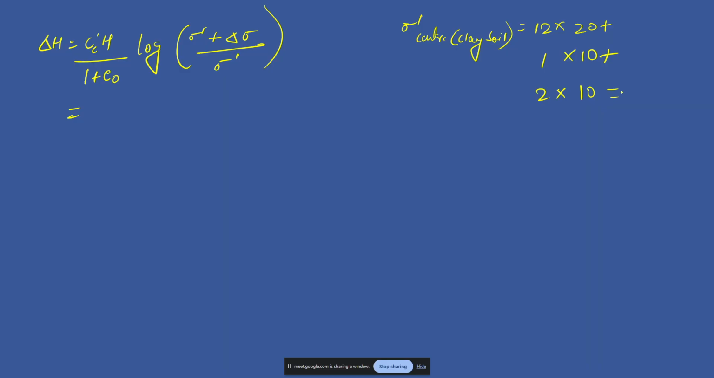So the value will come out as 240 plus 50, it is 290 kPa. 270 will come, sir. First is 240 plus 10 plus 20, plus 10 plus 20, sorry, yeah, it's 270. 270 will come. That's 270 kPa.